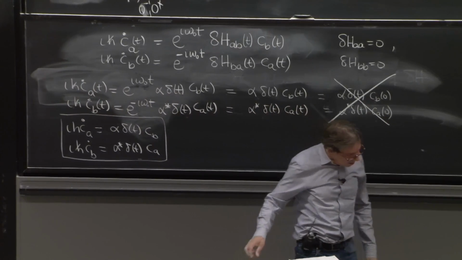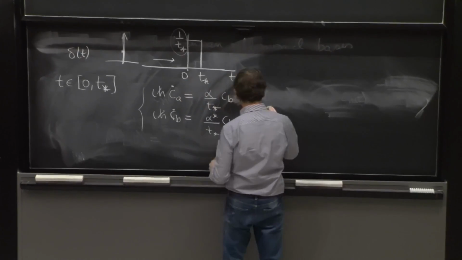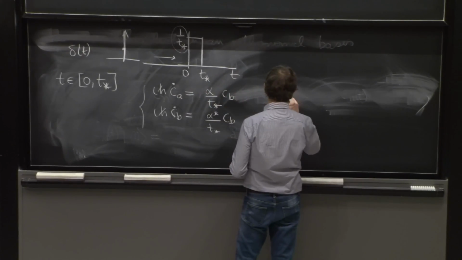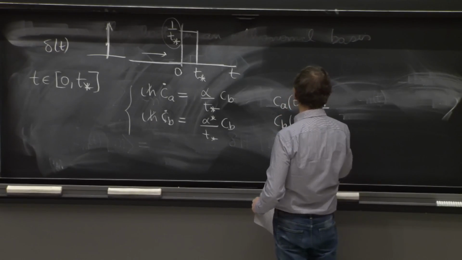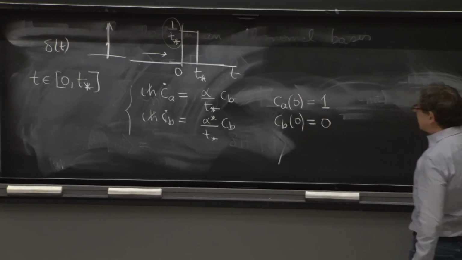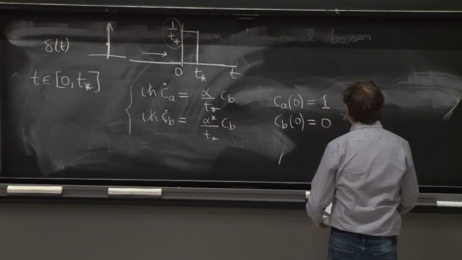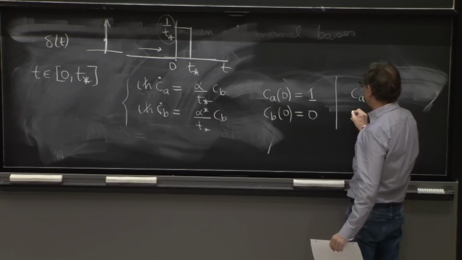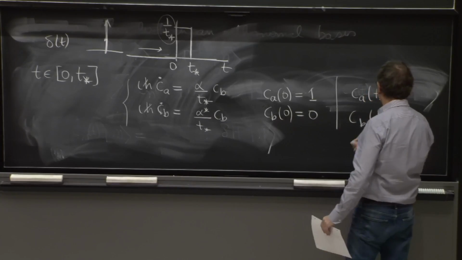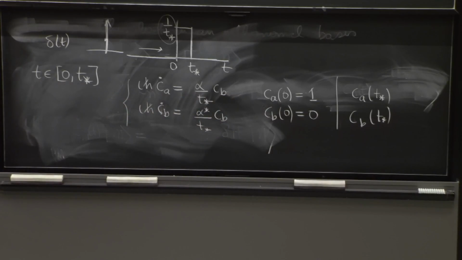So what do we have? We have 2 simple differential equations like this, with the conditions that Ca at time equals 0 is 1, and Cb at time equals 0 is 0. The state before the delta function hits is given by that. And now what we want to know is how much is Ca after the delta function and Cb after the delta function. So for that, we have all the tools needed.